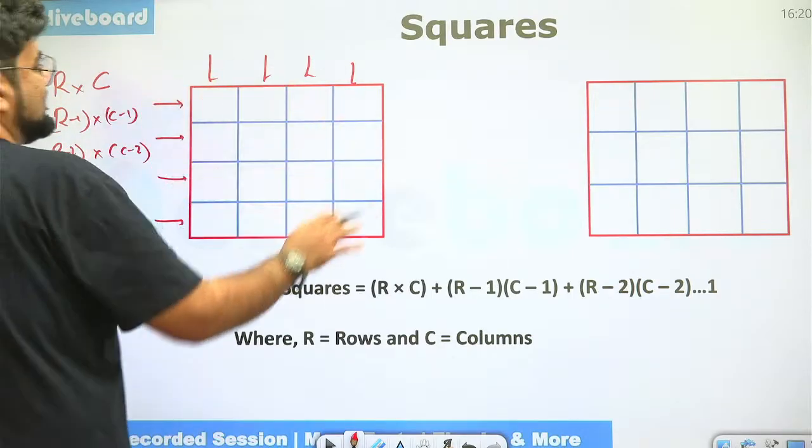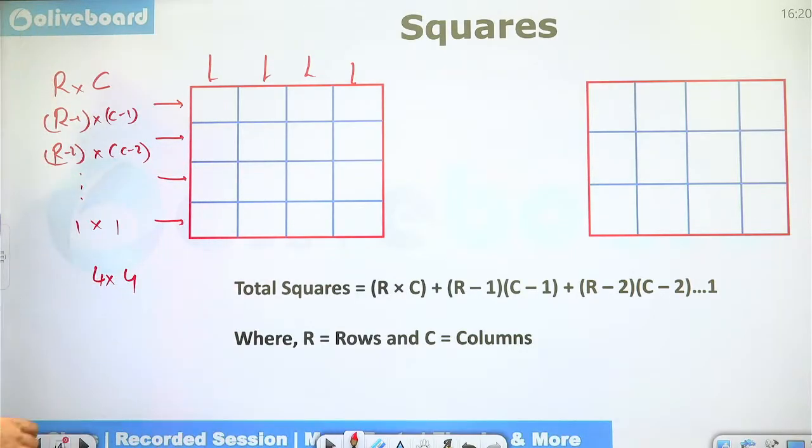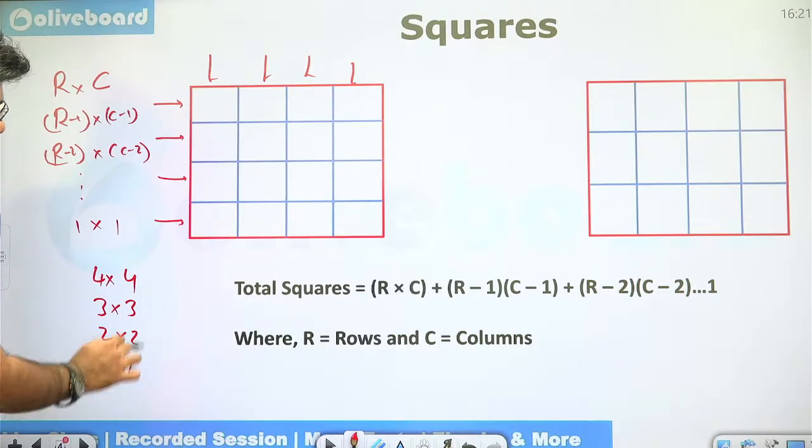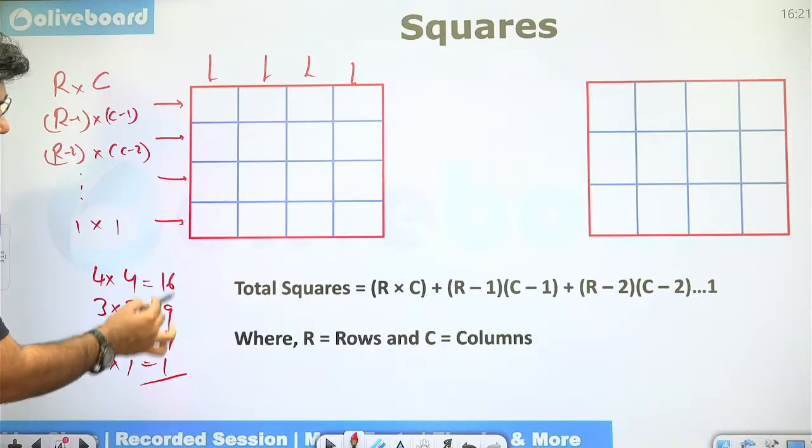So in this case, what will be my answer? It will be 4 into 4 first, followed by 3 into 3, followed by 2 into 2, followed by 1 into 1. So what do I get? I get 16 here, 9 here, 4 here, and 1 here. So this is 25 plus 5, 30.